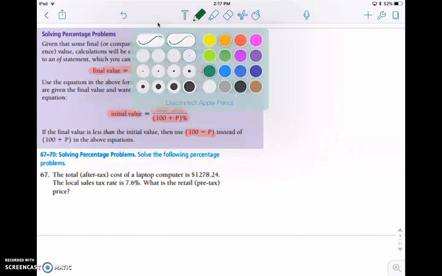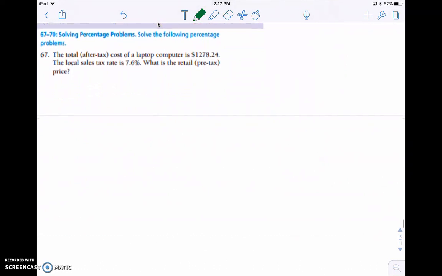So in this first one, we've got the total, and this is after tax. Cost of a laptop computer was $1,278.24. The local sales tax is 7.6%. What is the retail price or the pre-tax price of this laptop? So if you've got the sales tax amount and you have the total cost after tax, we want to know what did it actually cost before taxes.